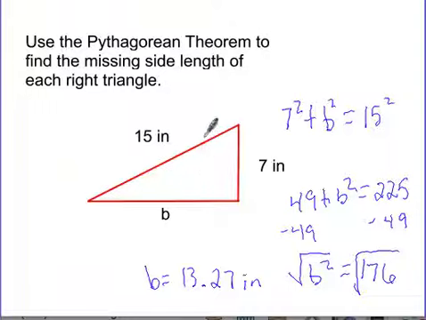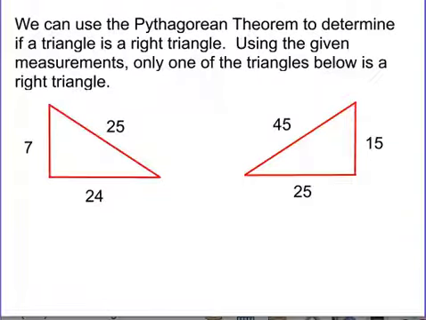That's it. I mean, that's the Pythagorean theorem. You use it to find missing side lengths of a triangle. You also can use it to prove whether or not a triangle is a right triangle. So we have two pictures here, and we can't just go by a picture. If we know the side lengths, we've got to use the side lengths to determine if it's a right triangle or not. And so how would we determine if this one is a right triangle?